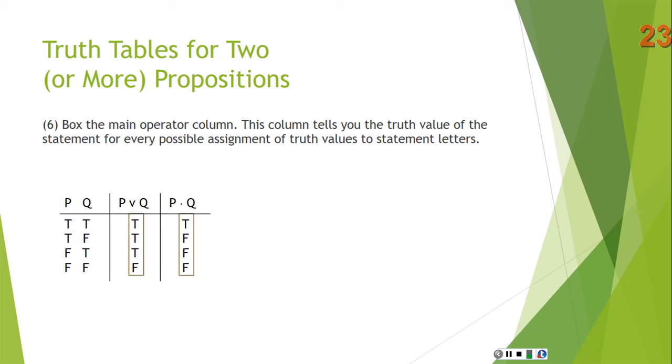Now you have to box the main operator column. Well, since there's only one operator for each statement, you just box this operator, that's the main operator for that statement. Box this main operator, that's the main operator for that statement, and you're done. That's how you do truth tables for 2 or more propositions. And this is really important to know because, when you come up to an argument, you have, say, 3 propositions, 2 premises, and a conclusion. And you're going to need to know how to do the truth table for those 3 propositions in order to determine whether the argument's valid or invalid. And we'll get to that next lecture.